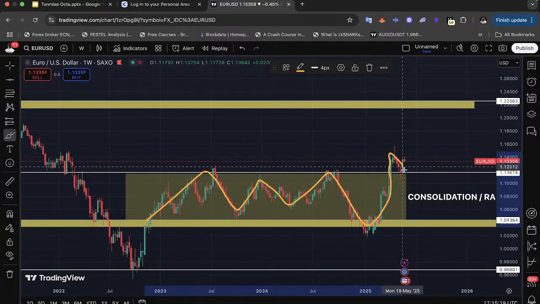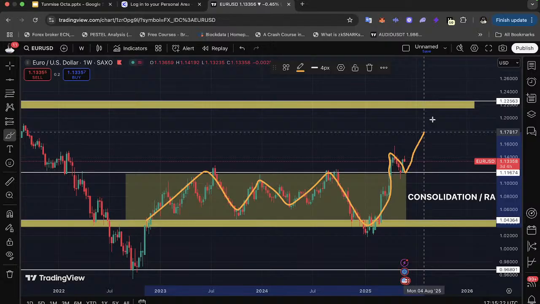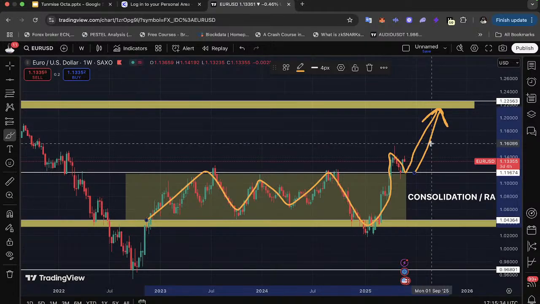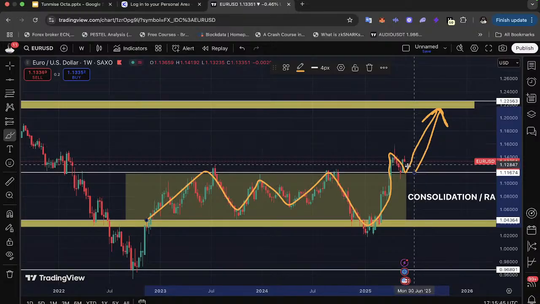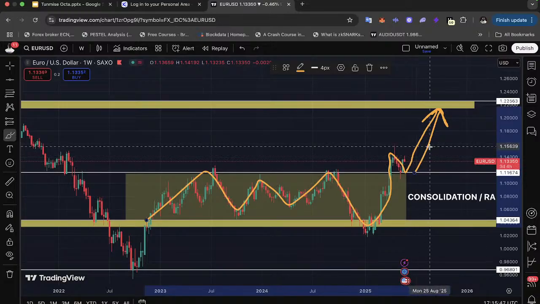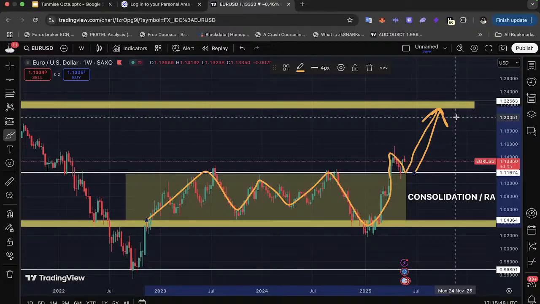Now this is the next level. This is where I see price going next.